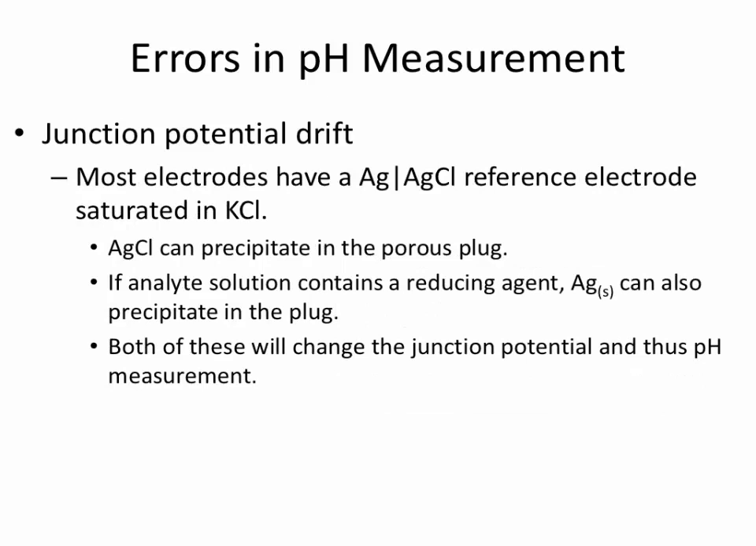Furthermore, we can have junction potential drift. Most electrodes have a silver chloride reference electrode that is saturated in potassium chloride. Now, the potassium chloride can precipitate in that porous plug. And if the analyte solution contains a reducing agent, then silver solid can also precipitate in the plug. And both of these will change the junction potential and thus our pH measurement.